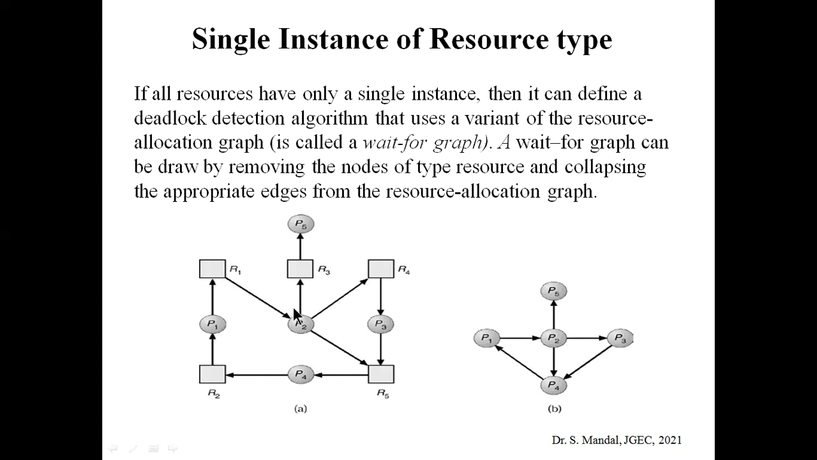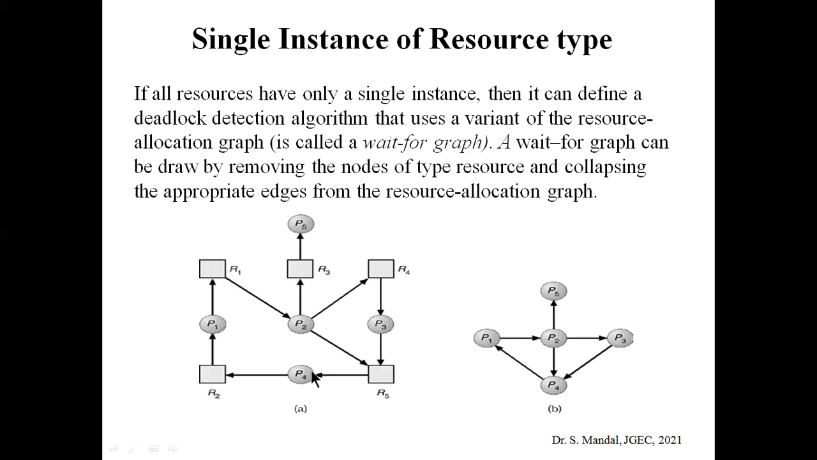Here you can see one resource allocation graph, where there are five processes and five resources. Like P4 wants to access the R2 resource, but R2 is already allocated to the P1 process, in this way. Now this is the resource allocation graph, where a directed edge denotes either a request edge or an allocation edge.